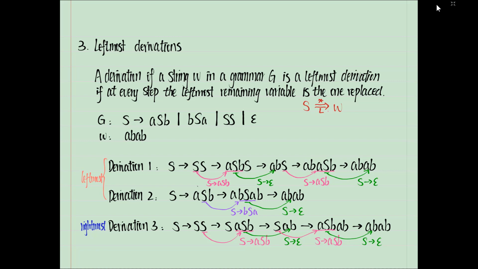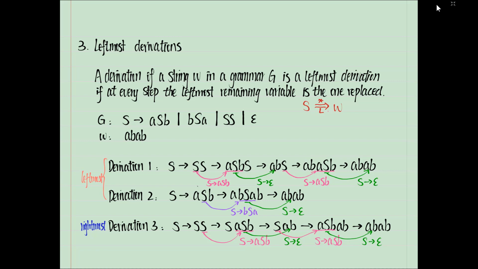So we have the resulting string as ABS. Now we only have one variable, and it's expanded to ASB. So the resulting string is now ABASB. We only have one variable, so we expanded that one. And we use the rule S to epsilon. So we get the string ABAB. This is a leftmost derivation of W.